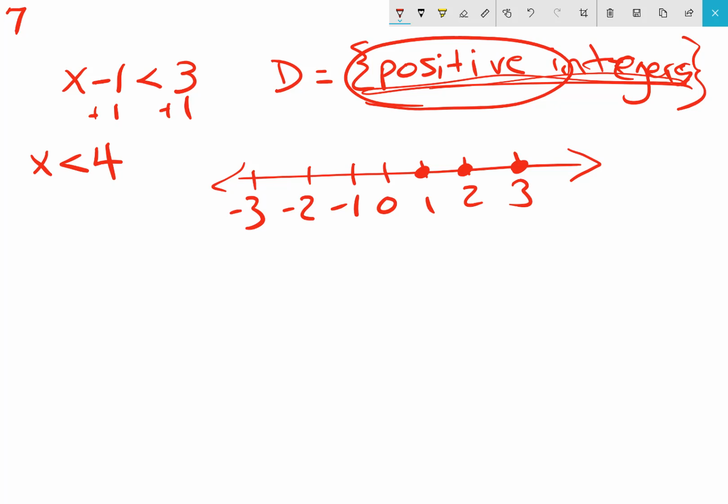And you don't need to put an open circle on 4 because it doesn't go right up to 4. 3 is the last thing it can possibly be. So you don't put in any kinds of arrows or anything like that on this problem. It's just those 3 numbers. They're the only 3 positive integers that are less than 4.